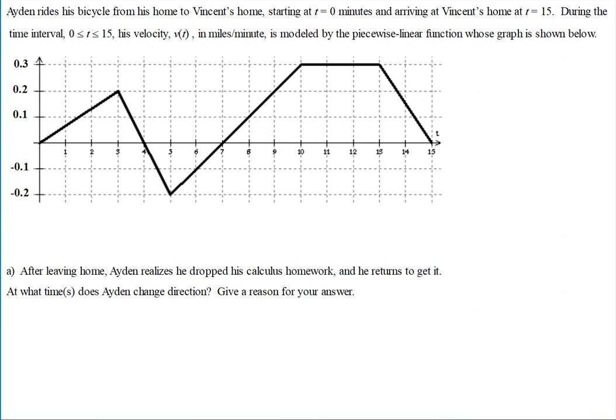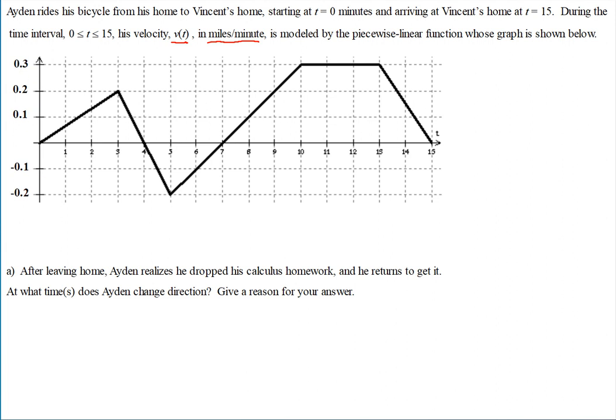In this case, it says Aiden rides his bicycle from his home to Vincent's home, starting at t equals 0 minutes and arriving at Vincent's home at t equals 15. During the time interval 0 to 15, his velocity v of t, in miles per minute, those are units, is modeled by the piecewise linear function whose graph is shown below. So this is the velocity function for Aiden on his bicycle. Notice here's your time, and this is the actual velocity. Notice it doesn't go by ones, it goes by tenths here.